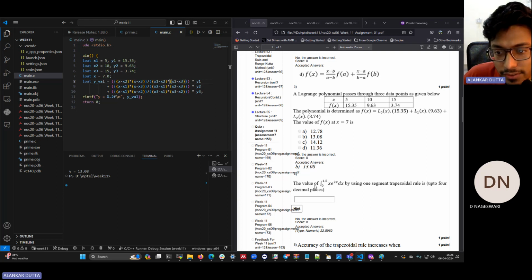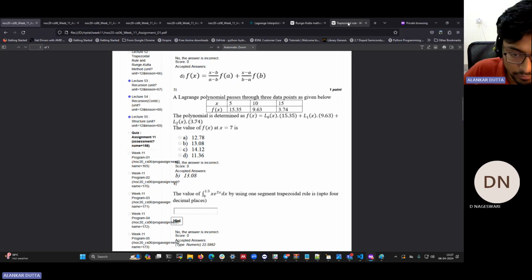Okay, now let's look at the next expression, which is about the trapezoidal rule for integration, which asks what is the value for one segment trapezoidal rule up to 4 decimal places. So it just asks for one trapezoid, one segment. So the entire integral range of x times e to the power 2x is divided into just one trapezium. And so let's first recap on what is the rule for the trapezoidal integration.